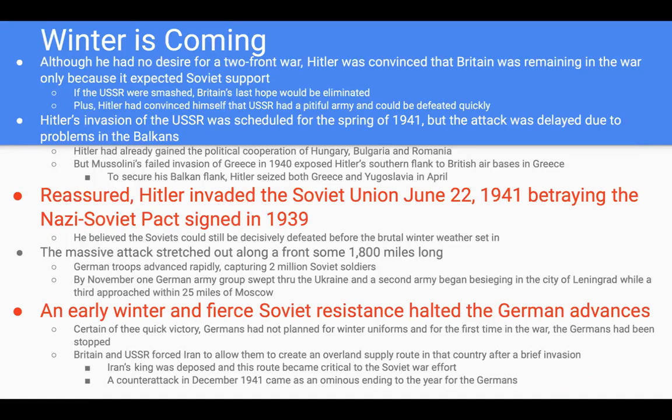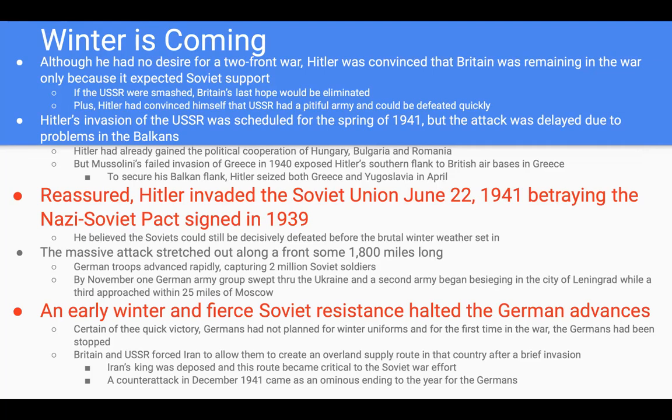Winter is coming. Although he had no desire for a two-front war, Hitler was convinced that Britain was remaining in the war only because it expected Soviet support. If the USSR were smashed, Britain's last hope would be eliminated. Plus, Hitler convinced himself that the Soviet Union had a pitiful army and could be defeated quickly. So Hitler's invasion of the Soviet Union was scheduled for the spring of 1941, but the attack was delayed due to problems in the Balkans.